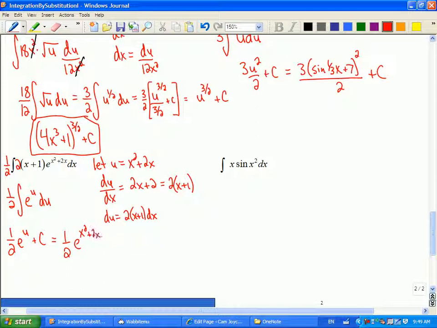Okay, so the first one I've got for you here, it's harder to see, but x squared plus 2x and x plus 1, those can partner up. Here's how it's hidden. It's 2 times that.